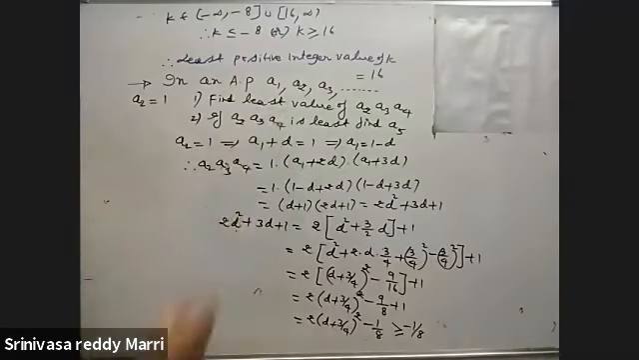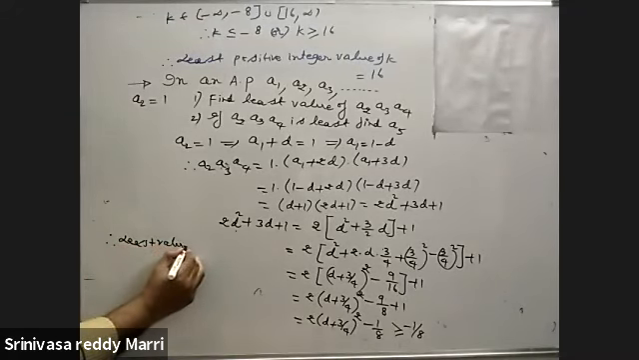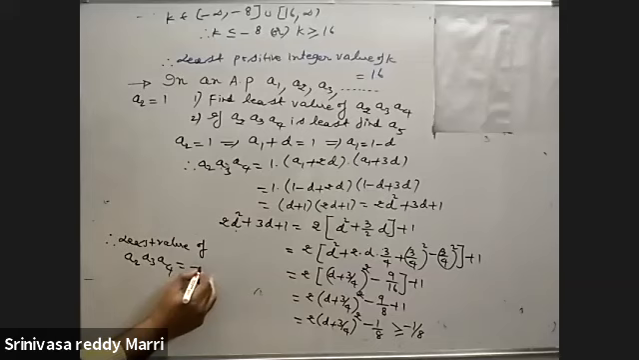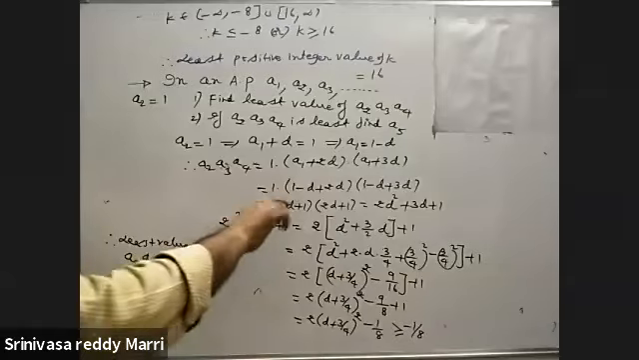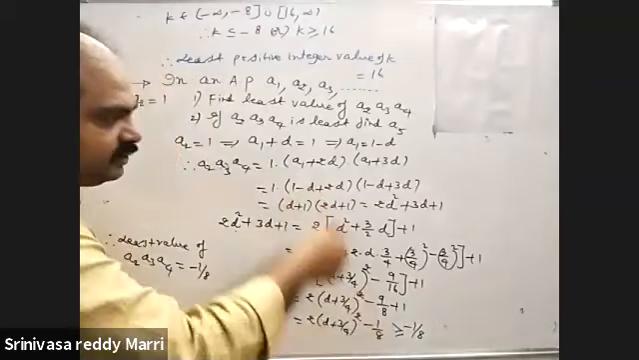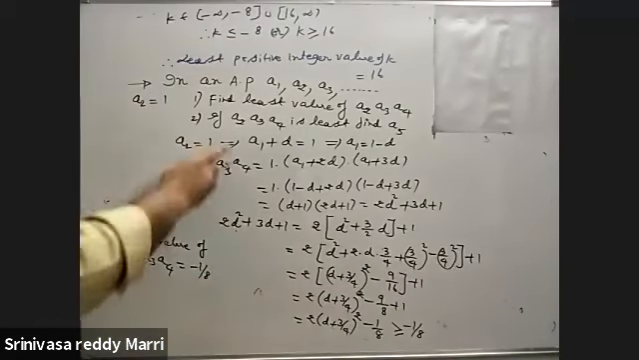What is he asking? Least value. So therefore, we can conclude, I am writing here, the least value of A2, A3, A4 is nothing but minus 1 by 8. Whenever he asks for the least value, convert into D. Whenever a quadratic equation in D comes, you do the square like this. Convert into square plus a constant. Then you will get the least value. So this is the first question.